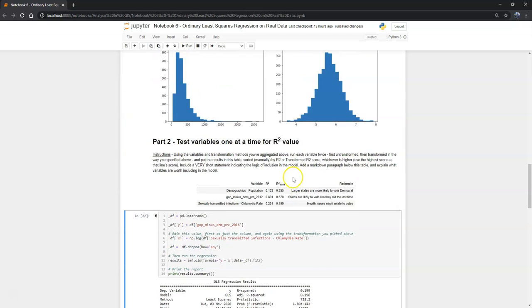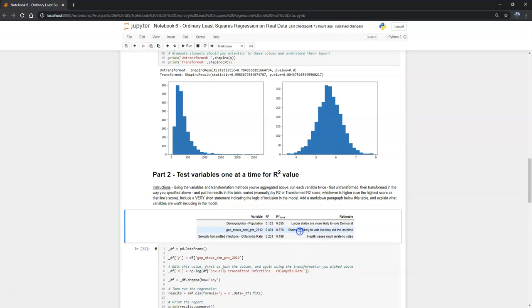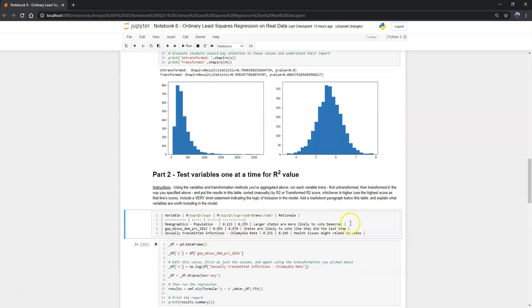All right, so you're going to do that for all of the 10. And again, when you get to the end, what I'd like you to do is order these from most explanatory power to least, by the best score for that line. So this one, the best score is 0.89, so that's at the top. This one, the best score is 0.255. So the demographics, when transformed, is a bit of a better explanation than the chlamydia rate. So this is now in the right order: best score, second best score, third best score.